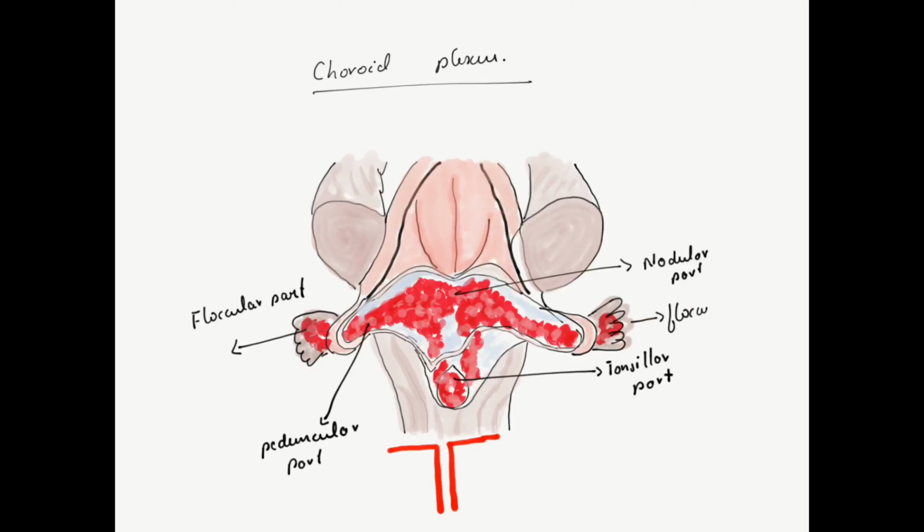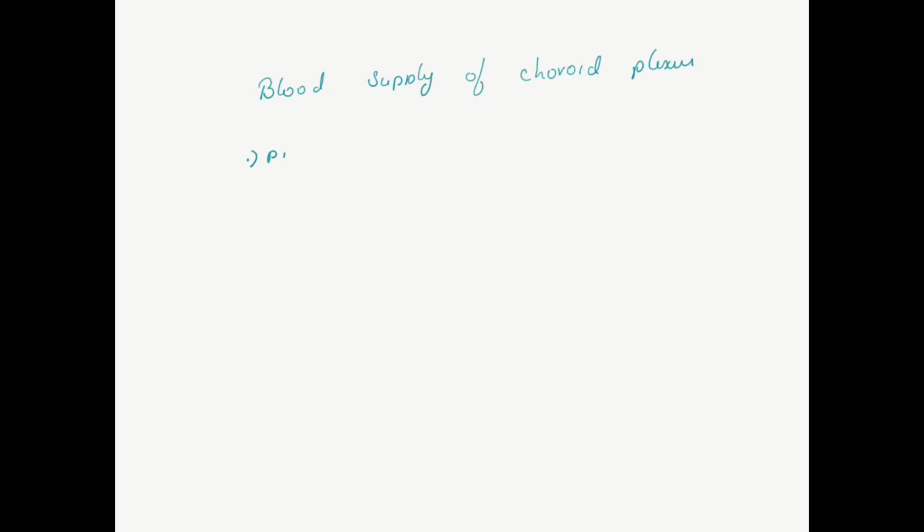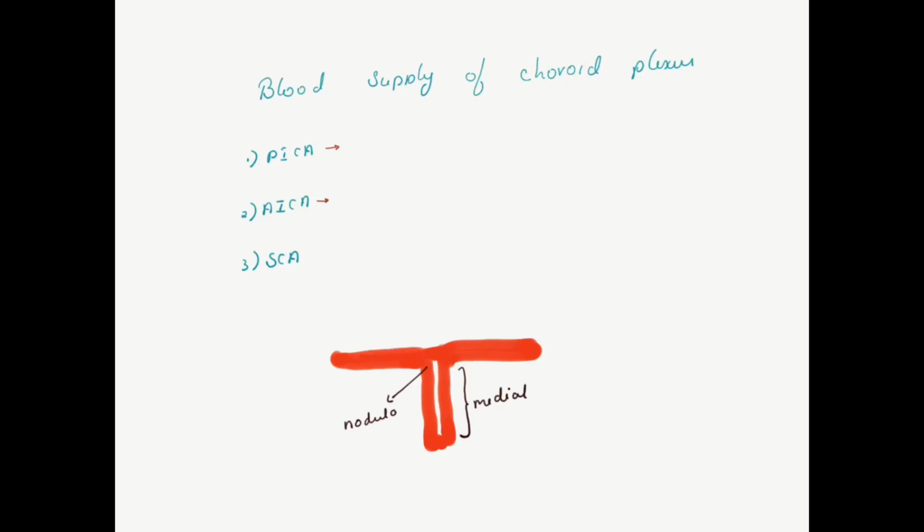And this particular relationship can be seen in detail in the next diagram. As you can see here, the choroid plexus is protruding from the foramen of Luschka, and flocculus is located posterior to it. Coming to blood supply of choroid plexus, it is mainly supplied by PICA, and sometimes by the superior cerebellar artery.